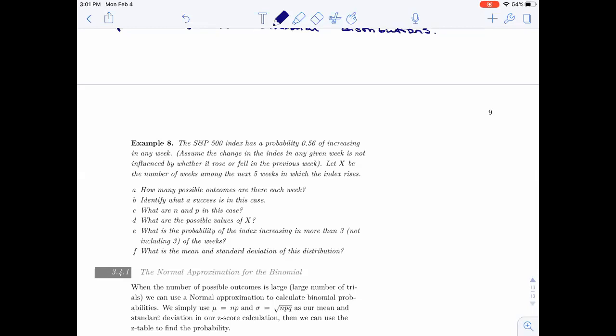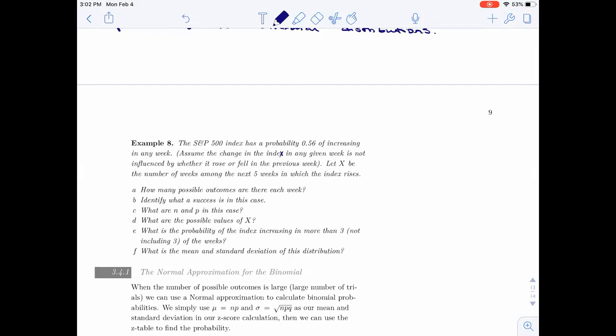So assume the change in the index in any given week is not influenced by whether it rose or fell in the previous week. I don't know if that's a reasonable assumption, but I'm telling you to assume that, because otherwise we wouldn't have a binomial distribution. Let X be the number of weeks among the next 5 weeks in which the index rises. So we're looking at 5 weeks. So we have 5 trials.